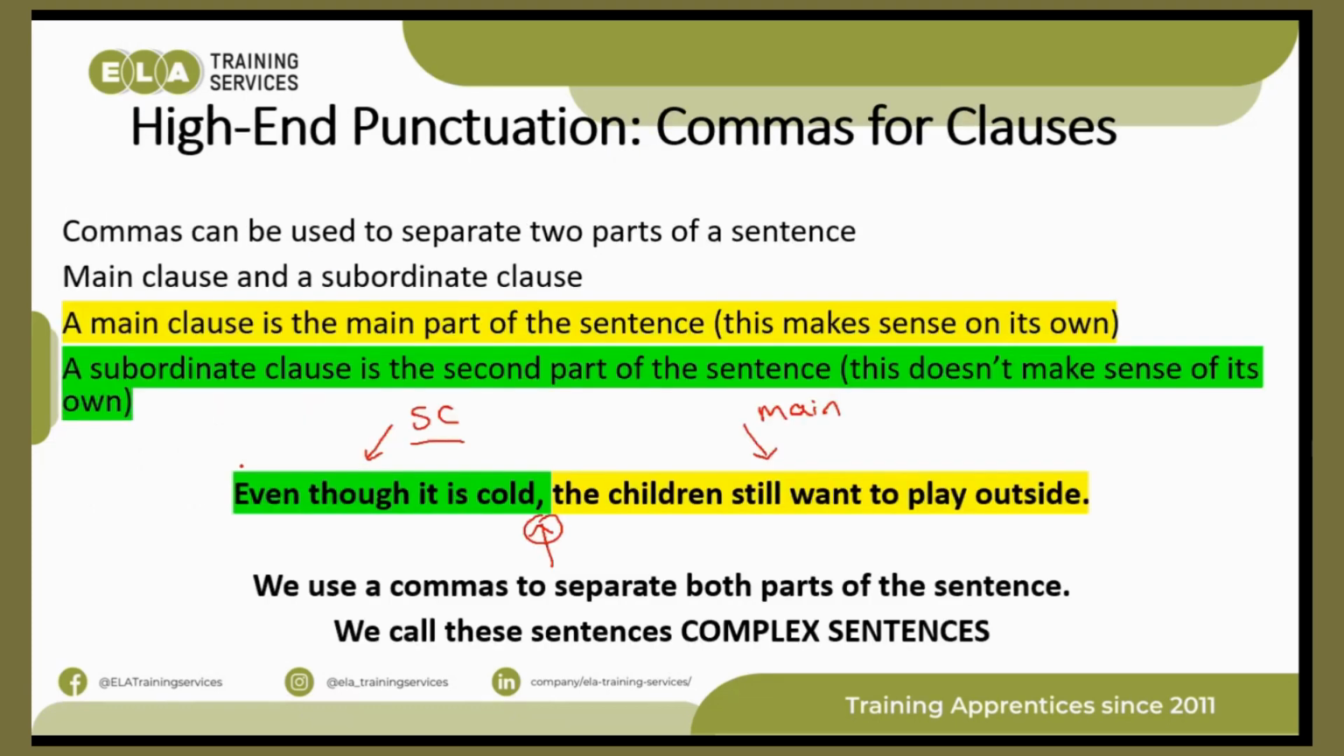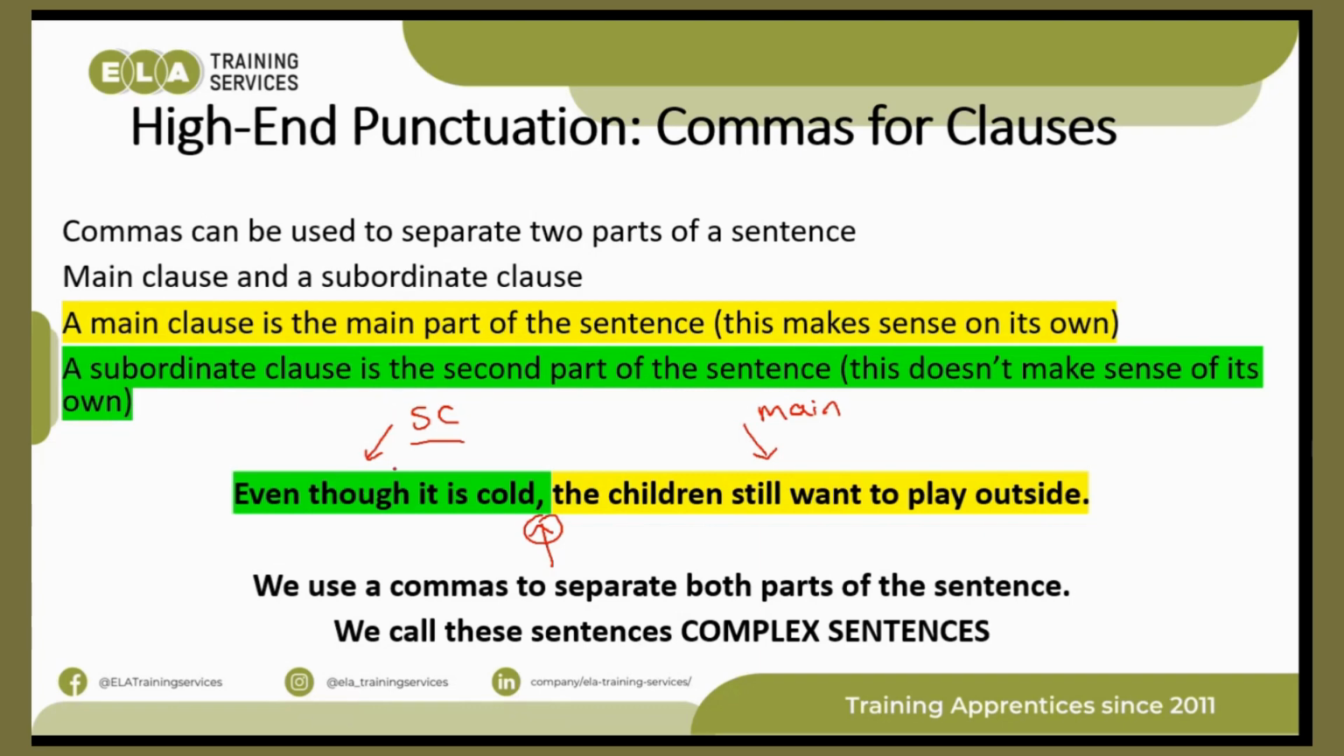So now what we're going to have a look at is our high-end punctuation. First, we're going to have a look at commas for clauses. Commas can be used to separate two parts of a sentence, a main clause and a subordinate clause. A main clause is the main part of a sentence, and this part of the sentence makes sense on its own. So you could say it to someone and it makes sense. A subordinate clause is the second part of the sentence. This doesn't make sense on its own.